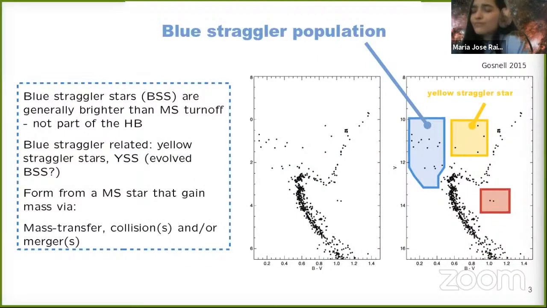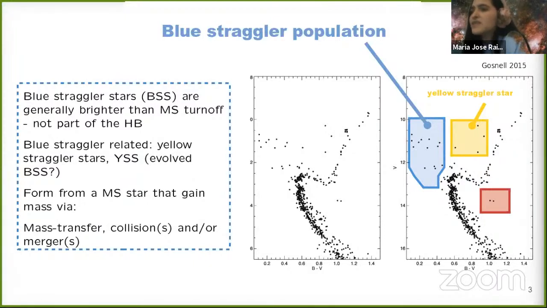So, blue stragglers, some of you might never have heard about them. What are they? If we focus our attention on the figure, which is the color magnitude diagram of the open cluster M67, it is apparent that not all the stars lie along the traditional expected path of stellar evolution, including the main sequence and giant branch of the cluster. Blue straggler stars are expected to be found in the blue region of the figure, and they are traditionally defined to be stars bluer and brighter than the main sequence turnoff of the cluster.